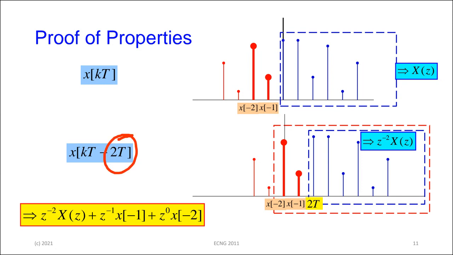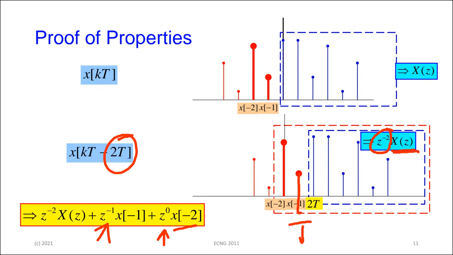So the Z transform is z to the minus 2 by the original number. And then we add x of minus 1, which is at now t, so it's x of minus 1 by z to the minus 1. And the next one, which is at the origin, is x of minus 2 by z to the power 0.